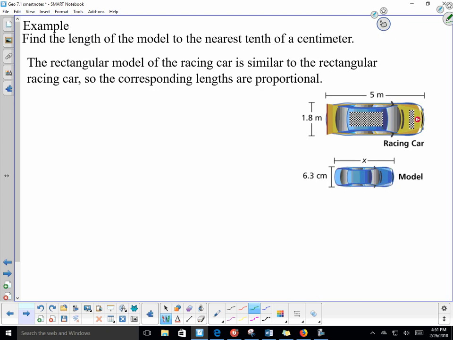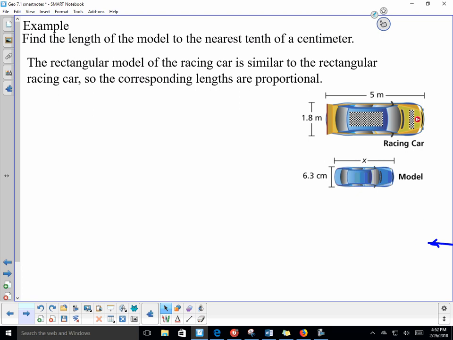Let's take a look at one last problem. Find the length of the model to the nearest tenth of a centimeter. The rectangular model of the race car is similar to the actual rectangular racing car. So the corresponding sides will be proportional. So in this particular problem, you're told that the model is definitely similar to the racing car. So we're not trying to verify that they're similar. We're told that they're similar, but that means you're trying to find the length of the model. We're trying to find this length from here to here, and we're calling that X.